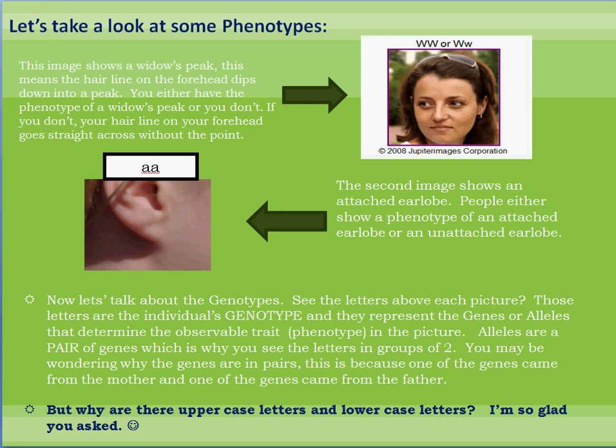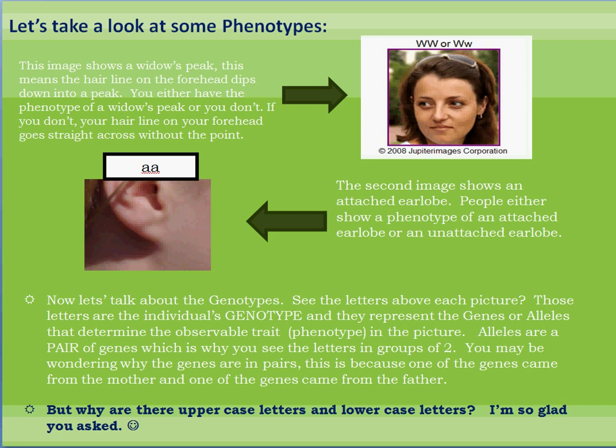So now let's talk about genotypes. Did you notice those letters above each of the pictures? Those are the individual's genotype, and they represent the genes or alleles that determine the observable trait, which is the phenotype in the picture. Alleles always come in pairs. So when you look at the genotype, you'll always see a pair of letters. And you may wonder why they're in pairs. And that's because one of the genes comes from the mother and one of the genes comes from the father.